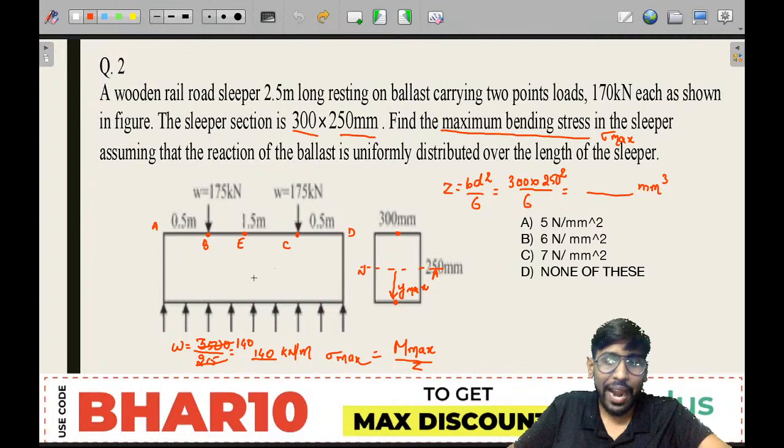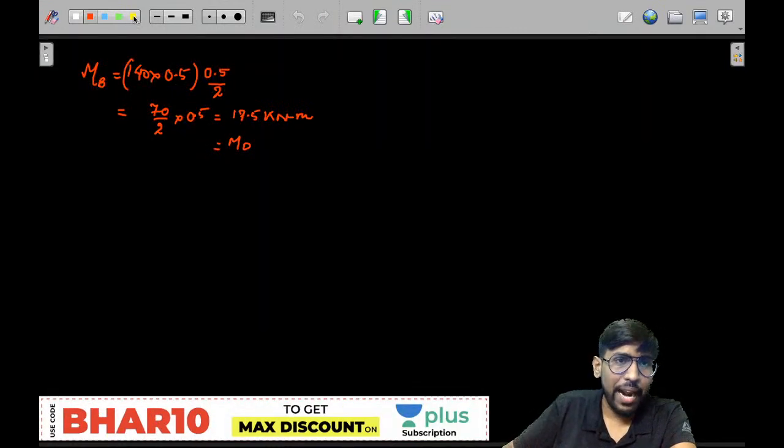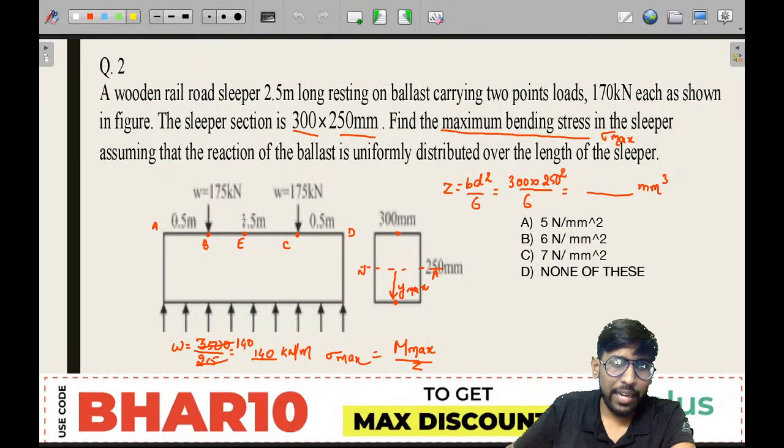So at E, what is the bending moment at E? If I take the length of the UDL in this part, it will be 2.5 by 2, that is nothing but 1.25. And the other part will be 0.75.